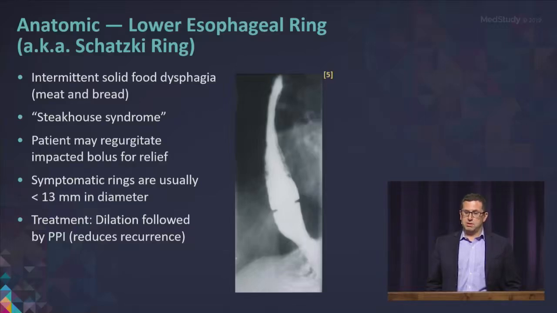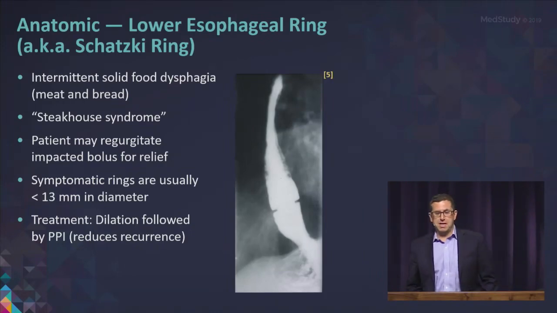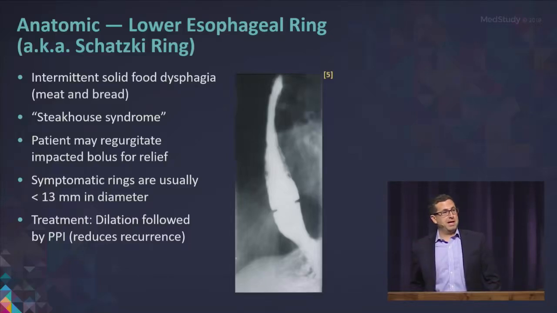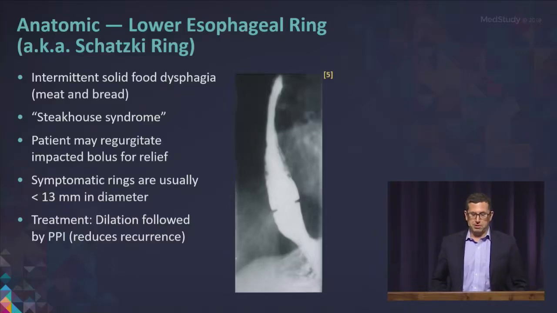So Schatzki's ring specifically, usually patients complain of issues with meat, sometimes with bread. It used to be referred to as steakhouse syndrome. And a lot of times the patient will give a history of regurgitating the meat up. So they'll be in a steakhouse restaurant, and then all of a sudden they have this horrible feeling, and then they regurgitate it back up. Unfortunately, if they can't regurgitate it back up, they come into the emergency room, and it's a major issue, and we have to go down endoscopically and remove the meat. And that happens, unfortunately, very frequently.